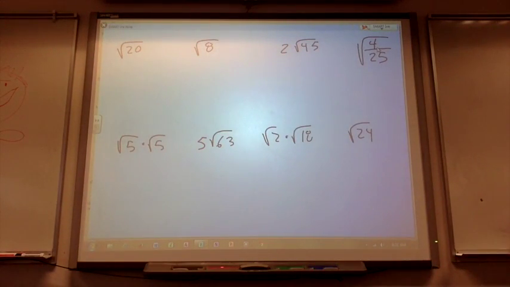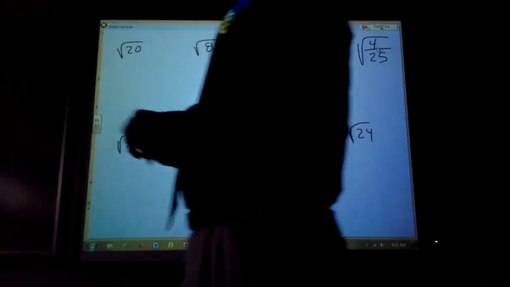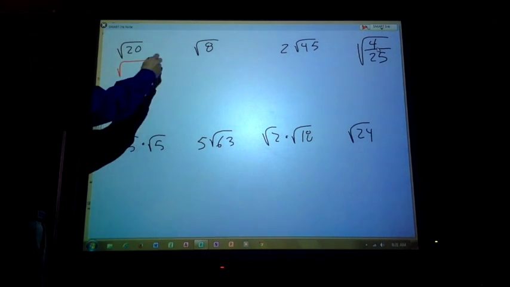All right, first one, square root of 20. So remember, I'm not looking for you to break this down just on your calculator. I don't want you on your calculator going, oh, it's 4 point forever. Okay? I'm not looking for that. I'm looking for it to be an exact answer. If it's going to be an exact answer, we're going to keep a radical. So I have to realize that 20 is the same thing as 4 times 5.